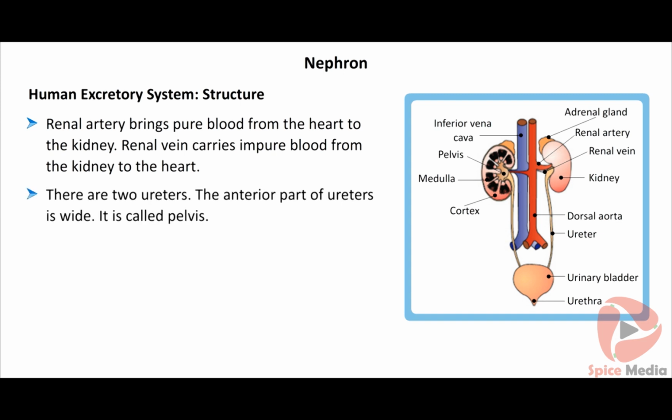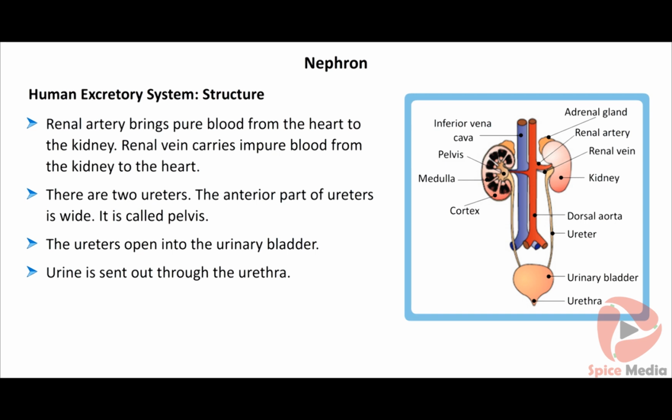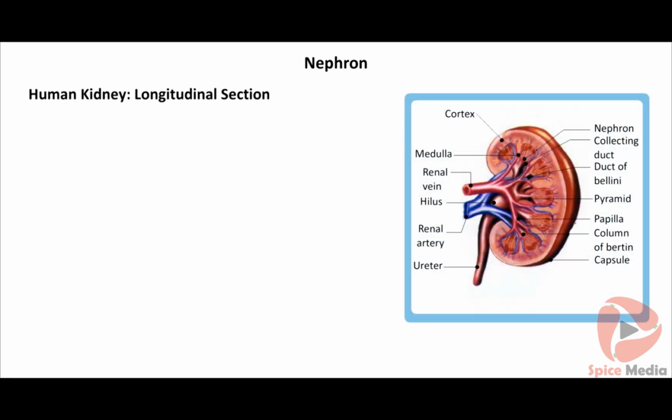There are 2 ureters. The anterior part of the ureters is wide. It is called the pelvis. The ureters open into the urinary bladder. Urine is sent out through the urethra. Longitudinal section of human kidney.